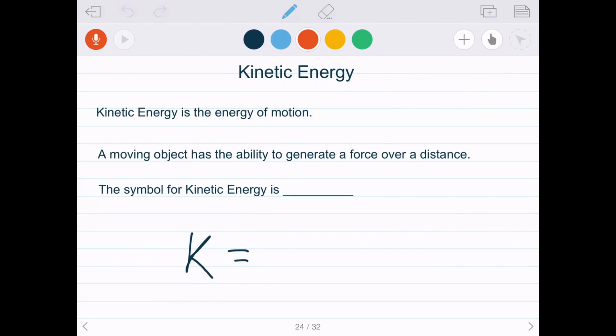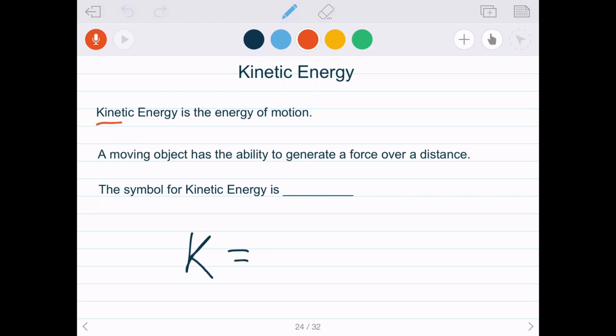Hi, I'm Mr. Franklin, and today we're going to take a look at the next part of our energy discussion, which is kinetic energy. So we've talked about mechanical energy, light energy, radiation energy. We got really into specifics with gravitational potential energy. Today we're going to talk about kinetic energy.